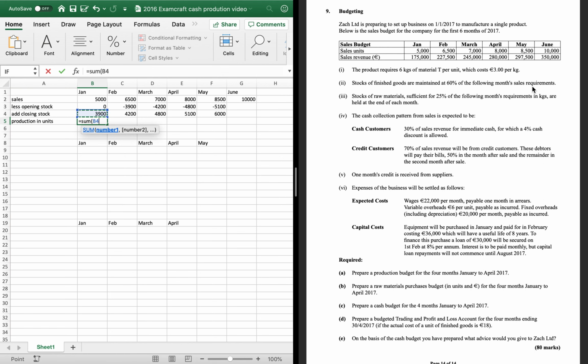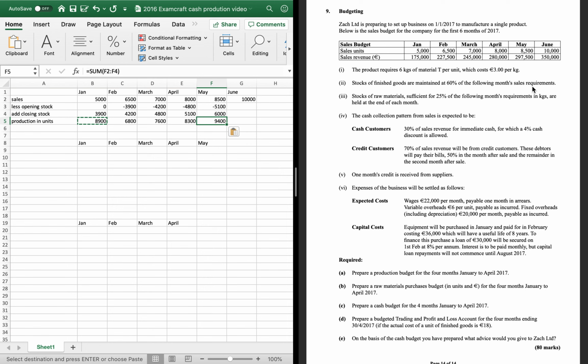5,000 plus 0 or minus 0 plus 3,9 is 8,9. 6,5 minus 3,9 plus 4,2. So it's always less opening stock, add closing stock. 7,000 minus 4,2 plus 4,8 is 7,6. 8,3 and 9,4. Okay, so that's part one done.